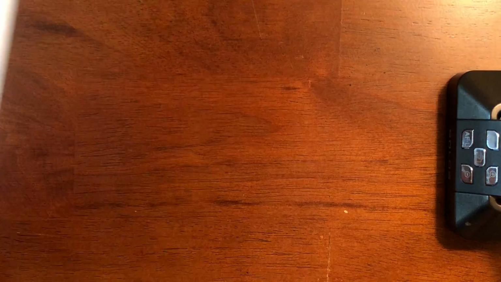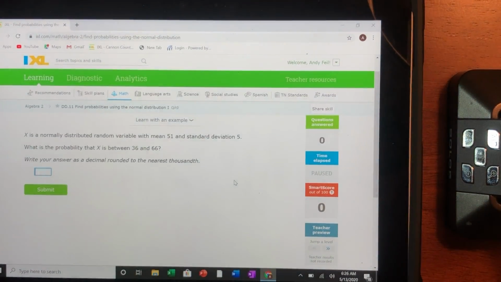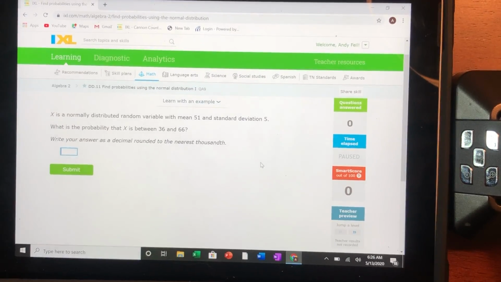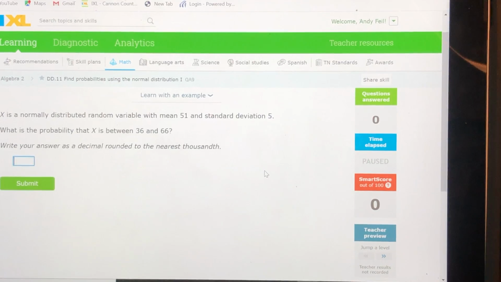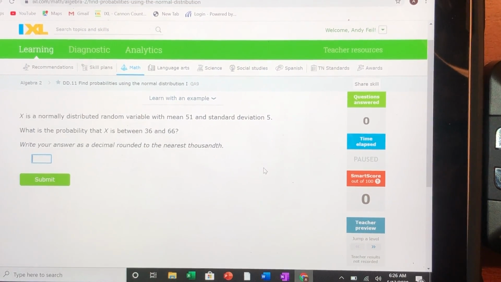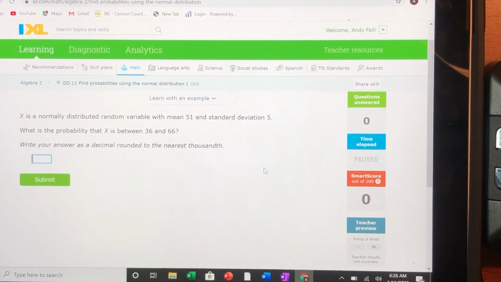So let's try some problems from IXL, DD, what was it, DD11. And that's what we're going to do today. We are going to try to have you get all the way up to 80. And on each one, I'm probably going to be drawing a little picture. It says X is a normally distributed random variable with a mean of 51 and a standard deviation of 5. What's the probability that X is between 36 and 66?